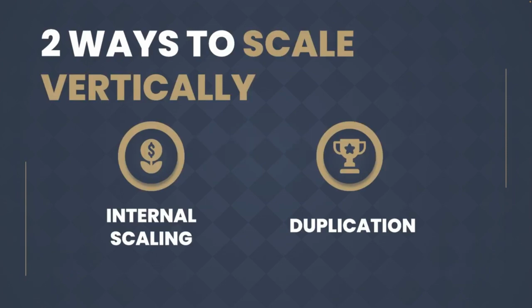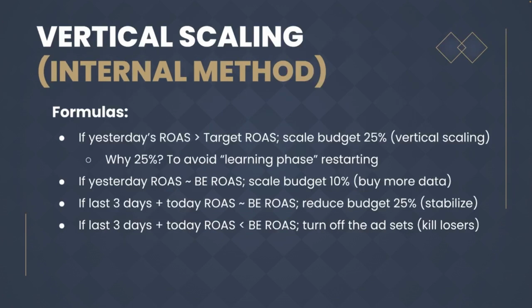Number one is internal scaling, and number two is duplication. Some of the formulas you can copy for yourself. So if yesterday ROAS is higher than target ROAS, then scale budget by 25%. Why 25%? To avoid learning phase restarting. If yesterday ROAS is break-even ROAS more or less, scale budget by 10% so you can buy more data.